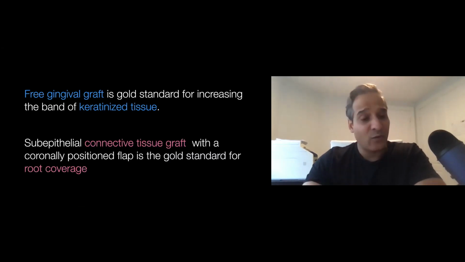Likewise, if you're looking to get root coverage, then a connective tissue graft is what you want to use with a coronally positioned flap. Nothing works better or looks better than a connective tissue graft with a coronally positioned flap.